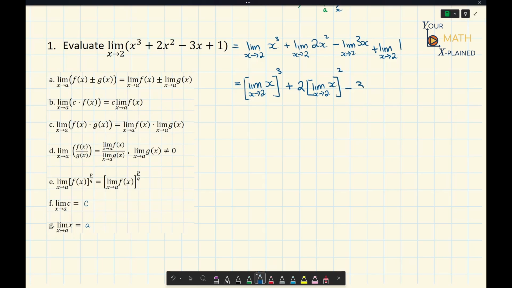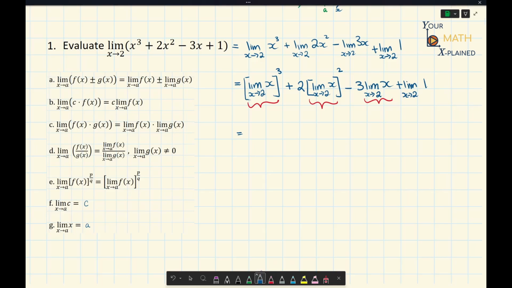Minus, same thing, we're going to use the constant law, so that's 3 times the limit as x approaches 2 of x, and then the last one will be just as is, so that's the limit as x approaches 2 of 1. And now we can see that this and this and this are the same thing. So for that one, we can use our law g, which tells us that the limit as x approaches a number a of x is just equal to a.